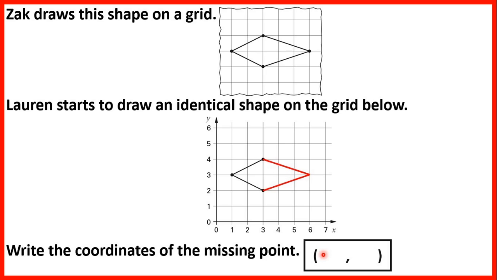Now to write coordinates, we always go along and look at the x coordinate first. So if we go along, we have 6, and then from the point, if we go up, we have 3. So the coordinates are 6, 3.